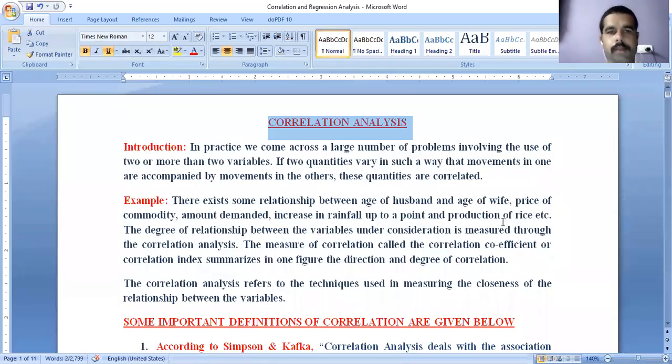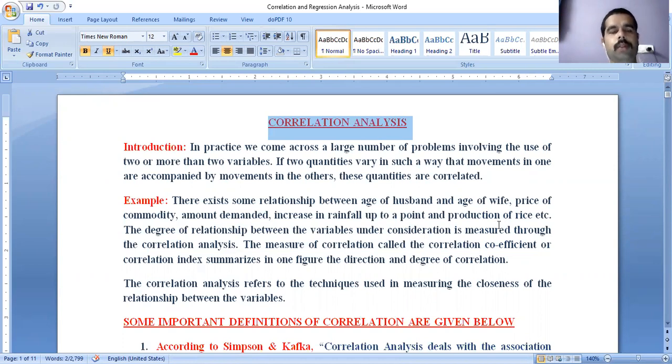Good morning, my dear students. Today we are going to start a very interesting topic. In the previous classes, we completed the ANOVA chapter, analysis of variance. You can see the analysis of variance videos also on our channel. So today we are going to start correlation analysis.